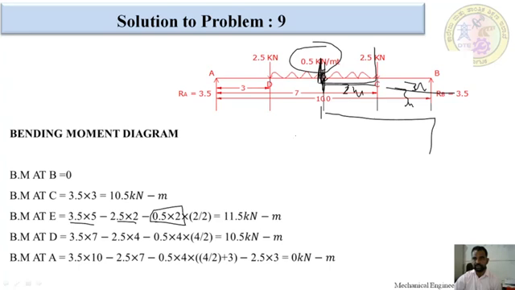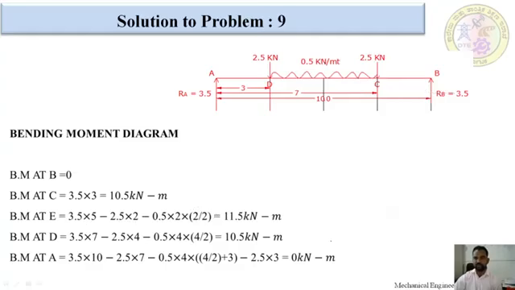Then distance divided by 2. Half of the component. We have to assume that half of the component is 2 by 2. The total value is 11.5 kilonewton meter. Okay, up to here we would have studied. After that, I want to calculate at point D.